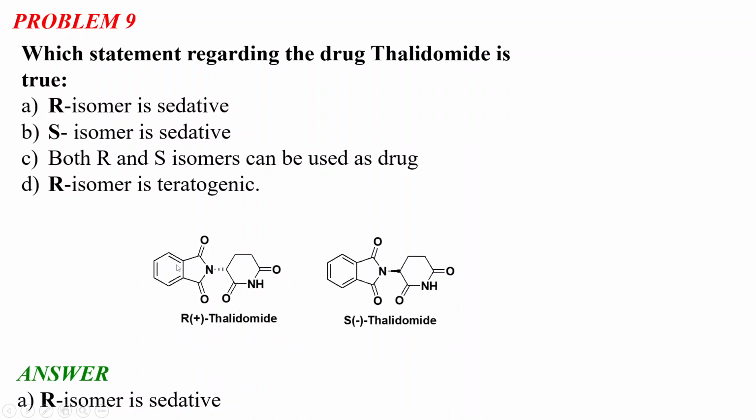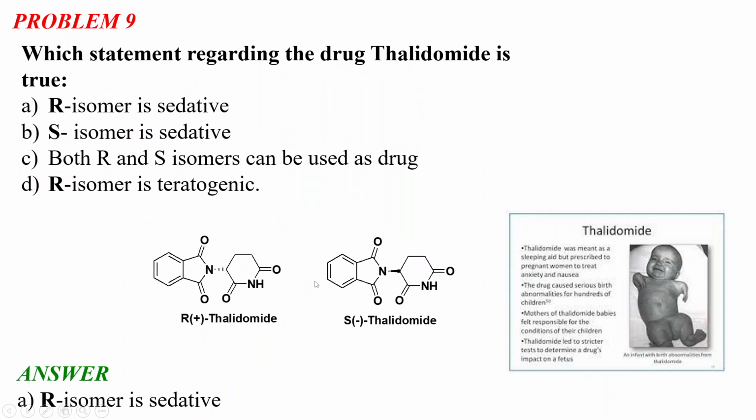You can see this is the R thalidomide and this is the S thalidomide. So this is the R and S mixture of thalidomide. Thalidomide was meant as a sleeping aid, but was prescribed to pregnant women to treat anxiety and nausea. The drug caused serious birth abnormalities in hundreds of children. This is called the thalidomide disaster. It is very famous in medicinal chemistry. You can search on the internet and read about it. What is the thalidomide disaster?